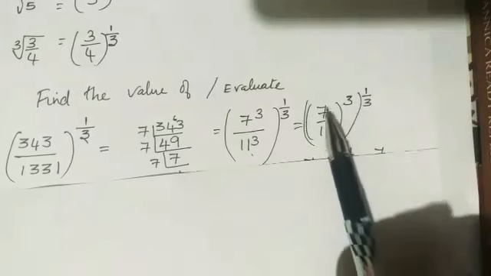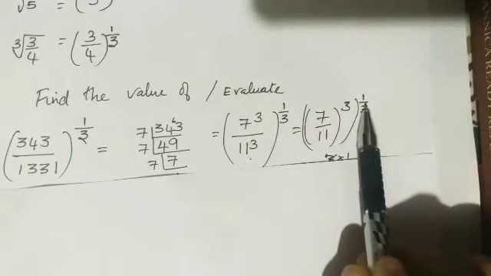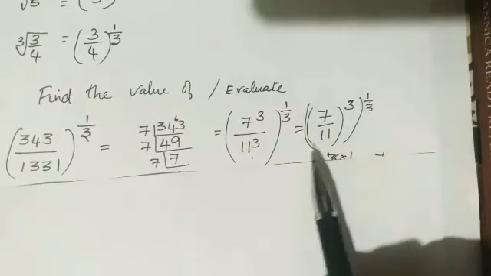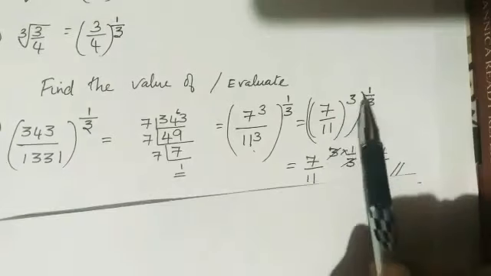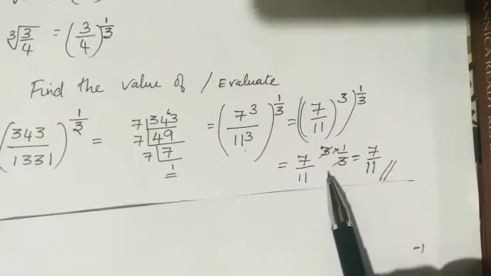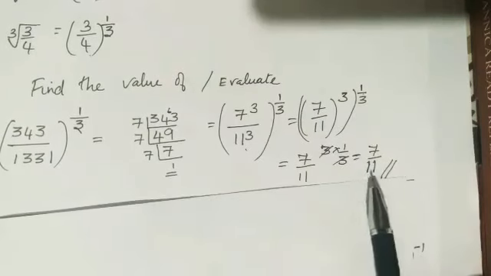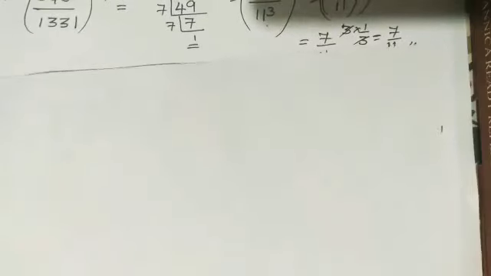And these two 3's, this is of the form a raised to the power m whole raised to the power n, isn't it? Just now we saw the law of exponent, the third law. So here you have to multiply these two exponents. You get 7 by 11, since the 3 gets cancelled. Just 7 by 11 is the final answer here. Okay, let's go to the next problem.